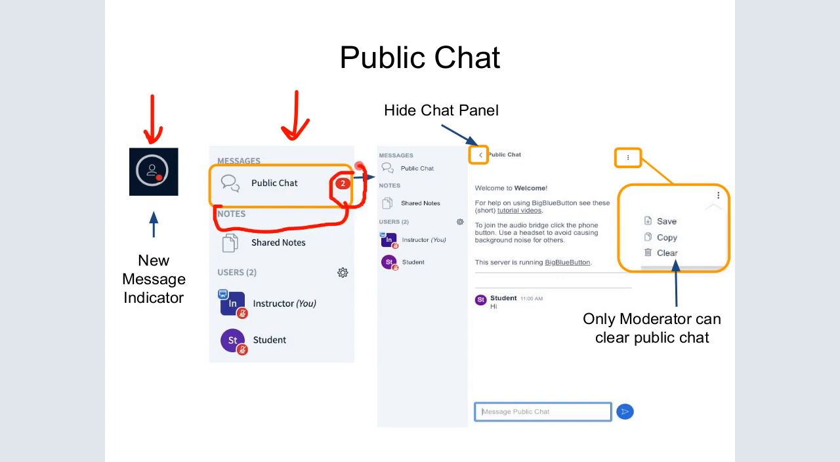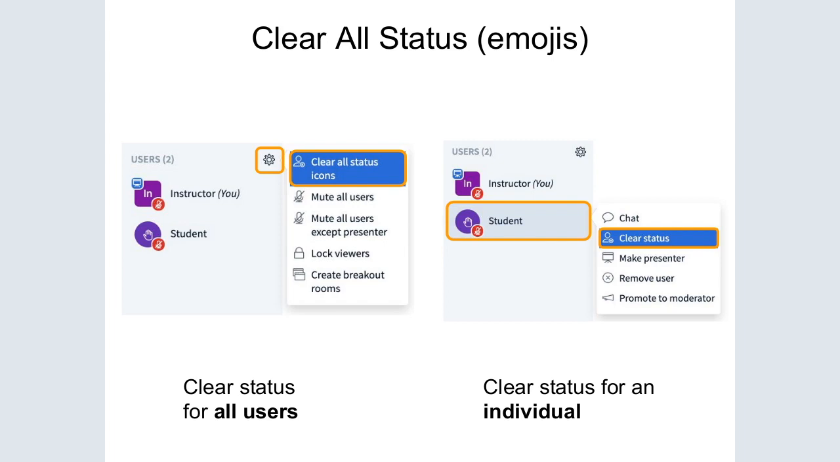But any new messages will appear and it will show a count indicator of how many new messages have actually been sent. When you expand the public chat, you'll see the chat panel appear, which you can minimize, or you can open the settings and either save and copy them or clear them. Only moderators can clear the public chat.